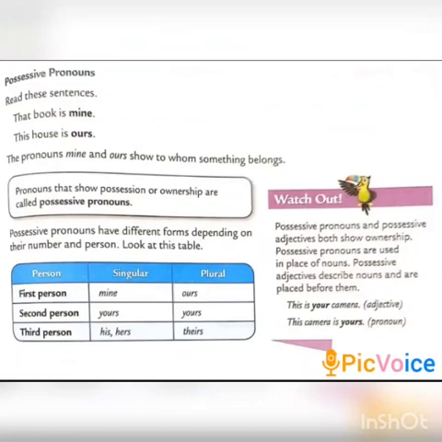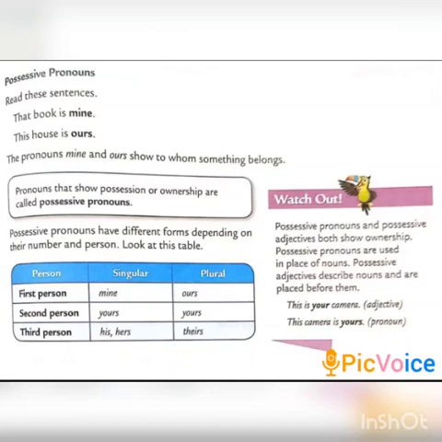Now, last type of pronoun is possessive pronouns. Read these sentences. That book is mine. This house is ours. The pronouns mine and ours show to whom something belongs. So, pronouns that show possession or ownership are called possessive pronouns. Possessive pronouns have different forms depending on their number and person. Now, look at this table. First person, singular is mine, plural is ours. Second person, singular is yours, plural is yours, that is they are the same. Third person, singular is his, hers, plural is theirs.